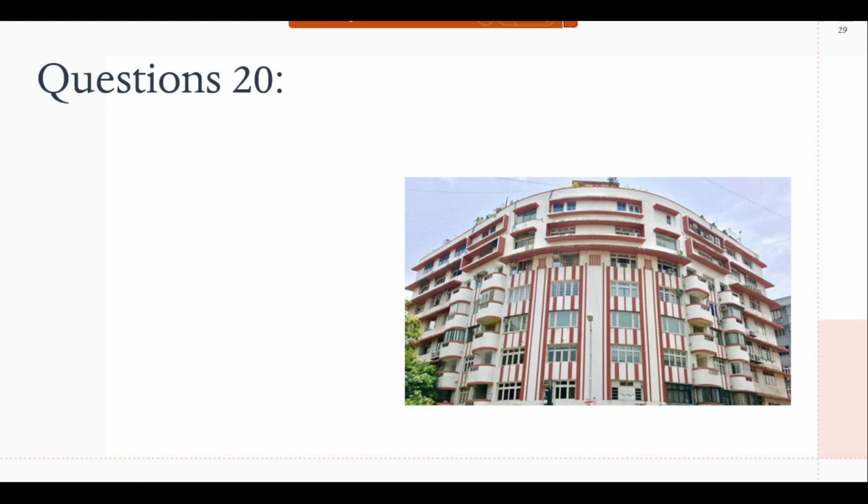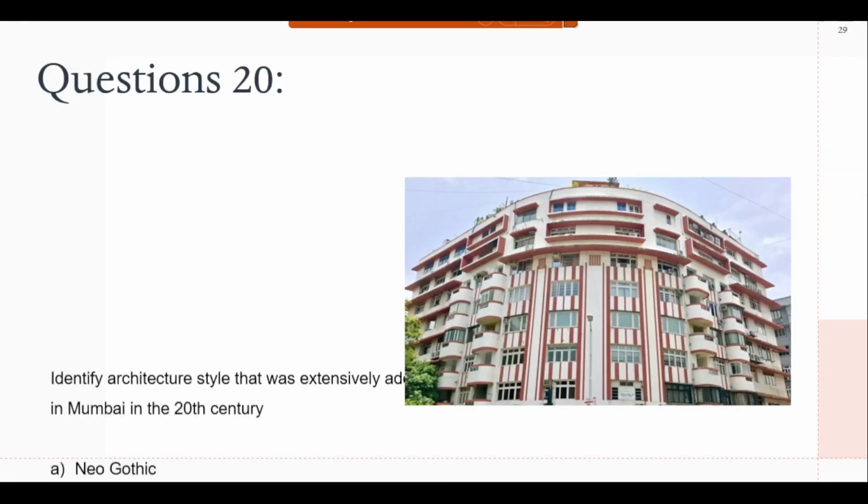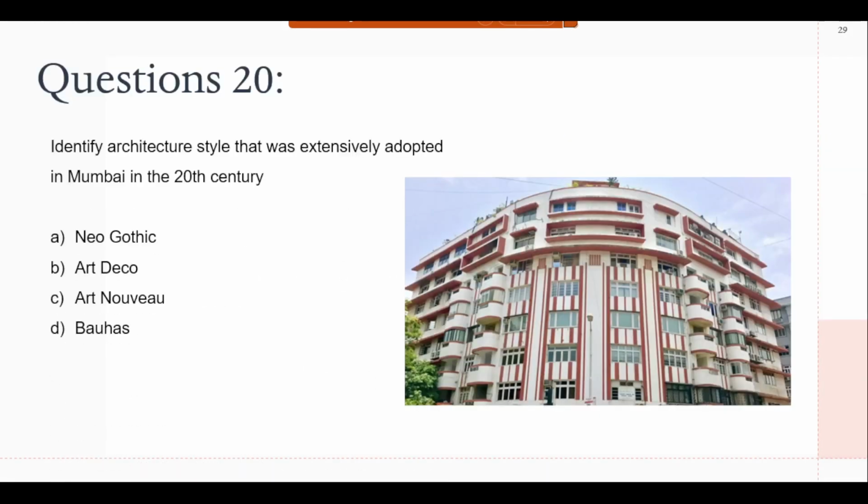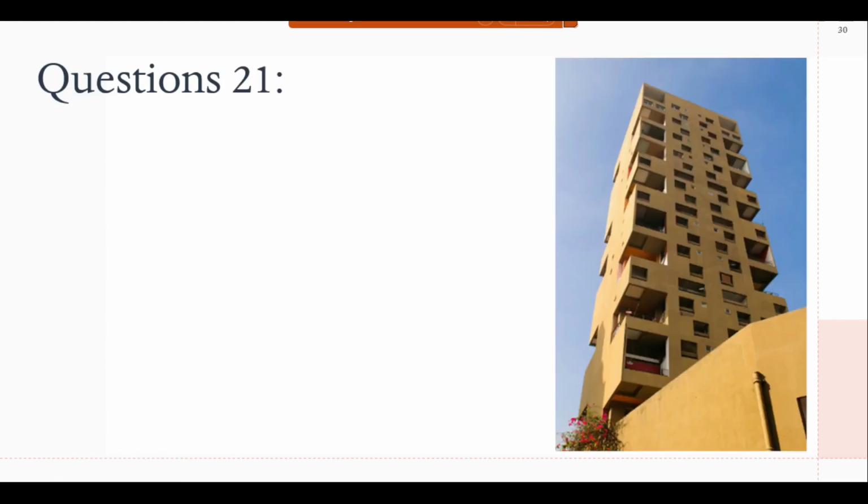What about this? Art Deco. Which building is this? Even I don't know. But it is located in Mumbai, right? Yes, sir. Okay. So we just have to identify the architectural style, right? The options are Neo-Gothic, Art Deco, Art Nouveau, Bauhaus. So the answer is Art Deco.